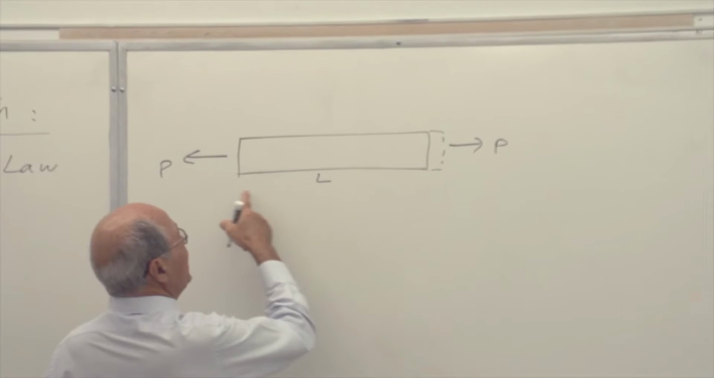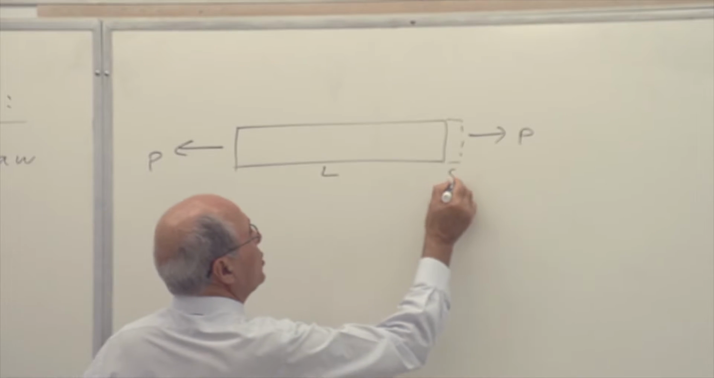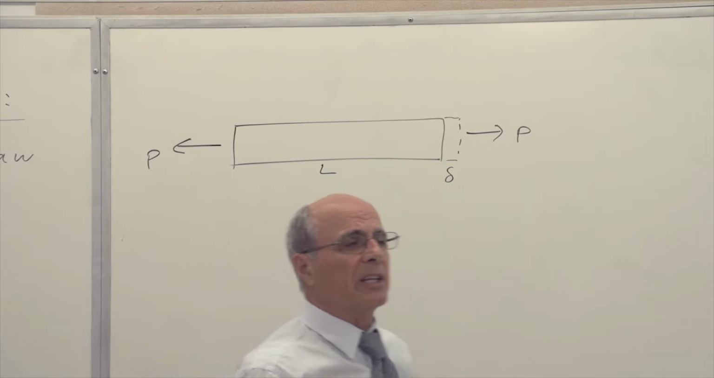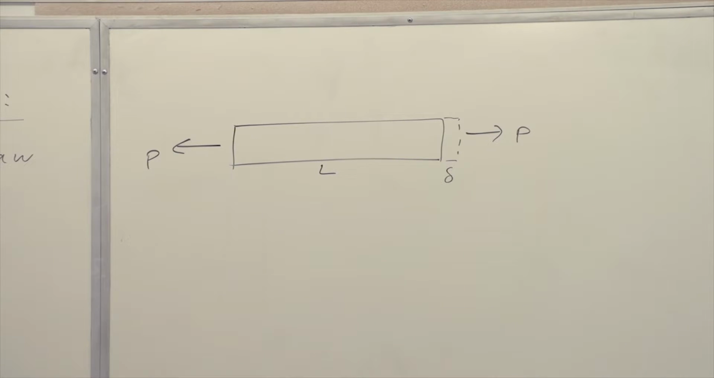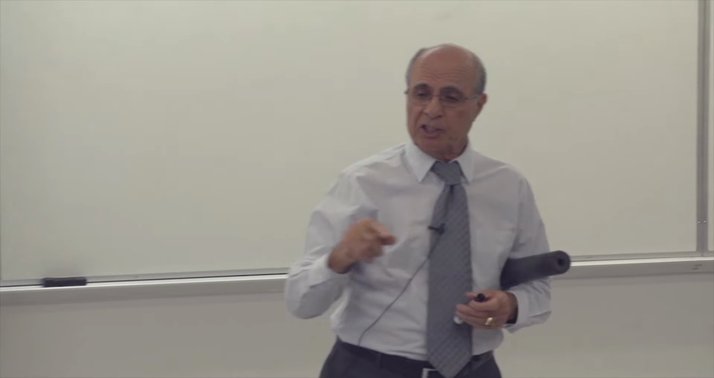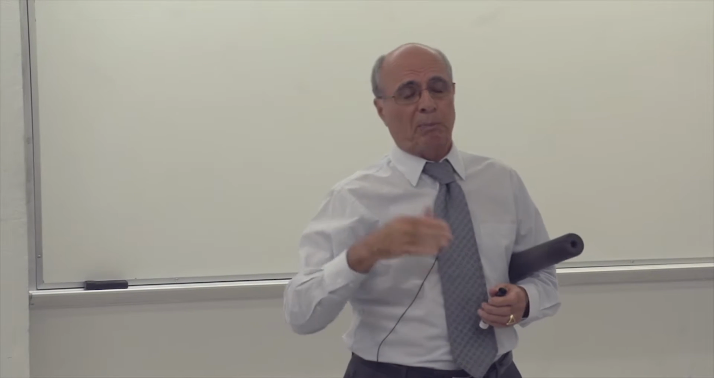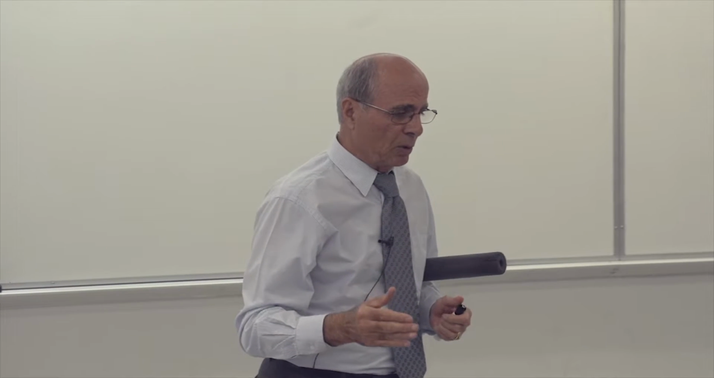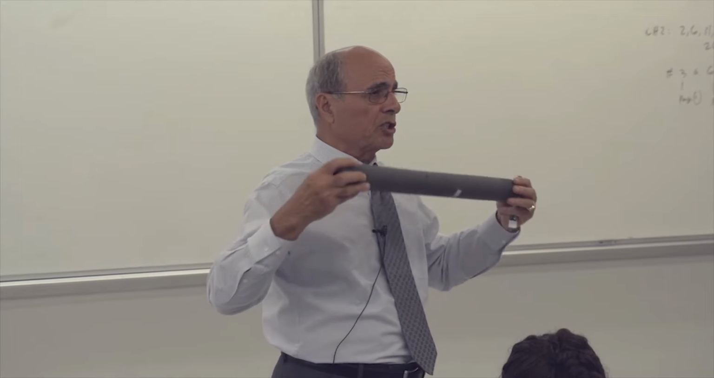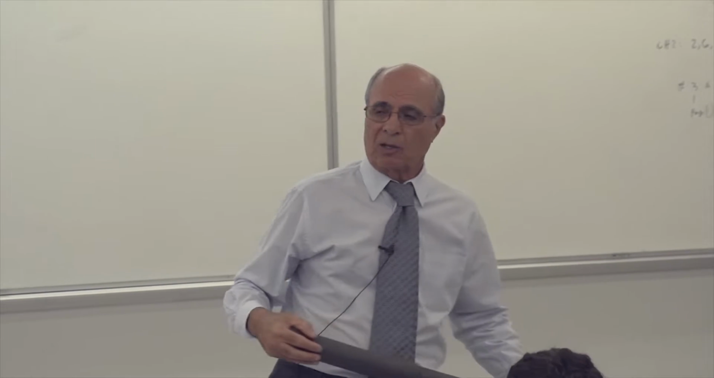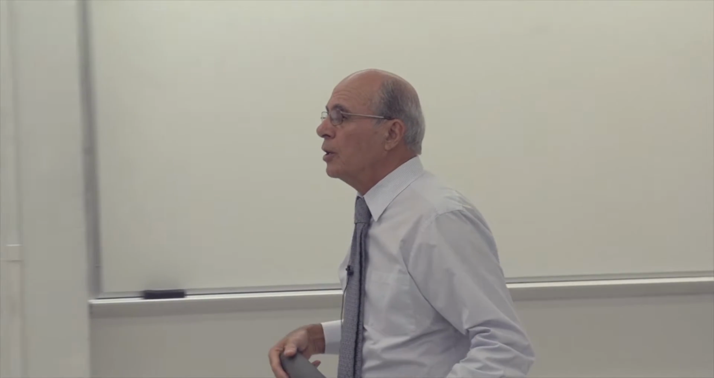Nevertheless, L is the length of this rod. It's going to go through a deformation, delta. Delta is not a strain. Delta is the total change in the length, write it down, which could be positive, meaning it is in tension mode, or negative, meaning it is in compression. The rod can get larger or smaller as long as it is under tension or compression.